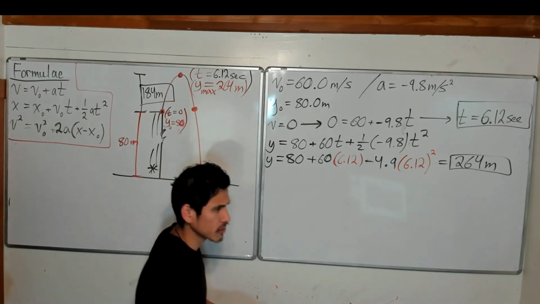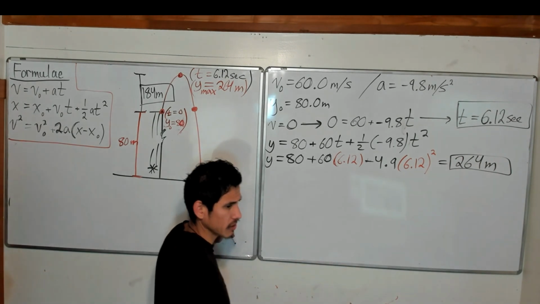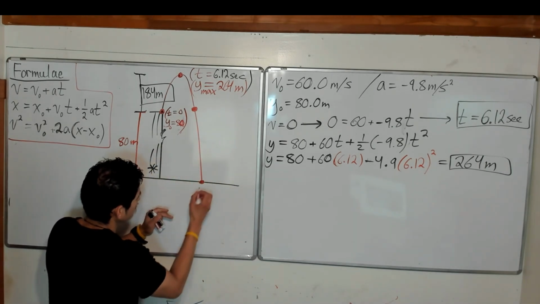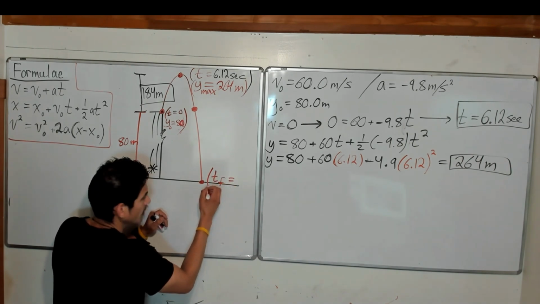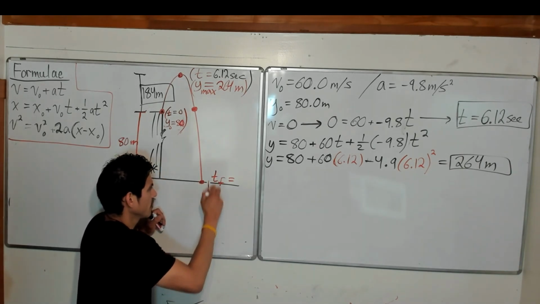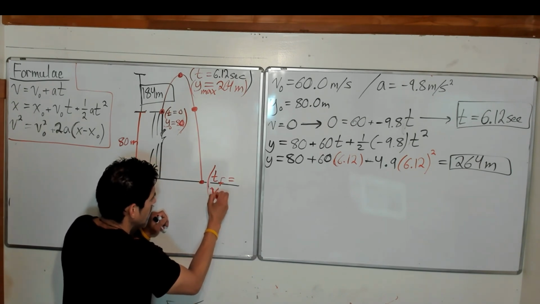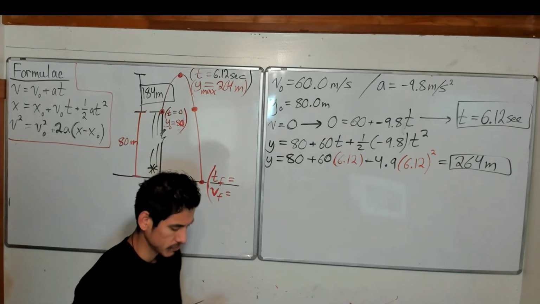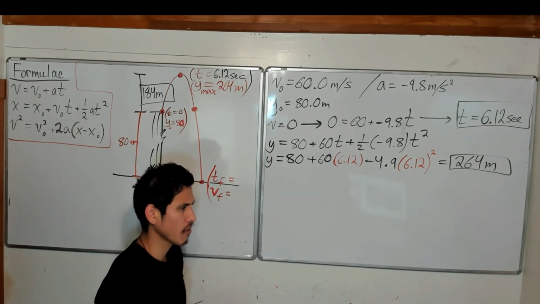Now, what do we have left? The time it takes to hit the ground at the base of the cliff. So we want to know what the time is here. We'll call that TF. And we also want to find the velocity at that point, so we'll find VF.